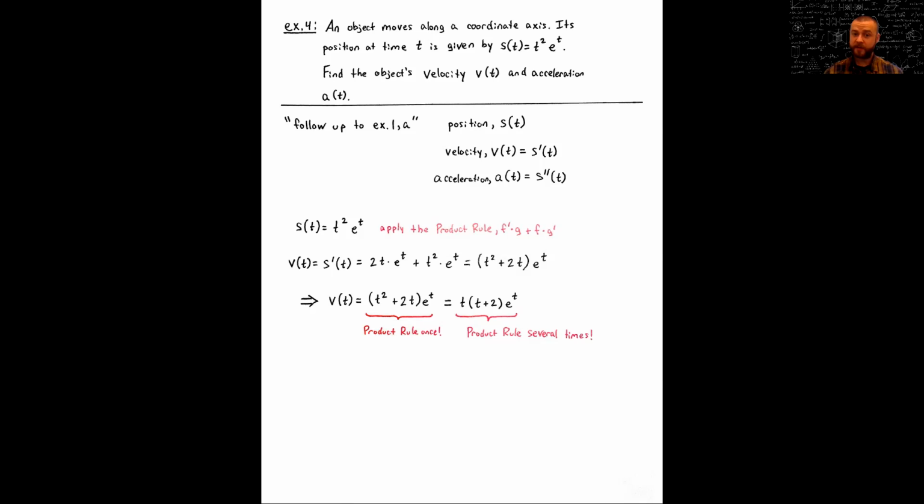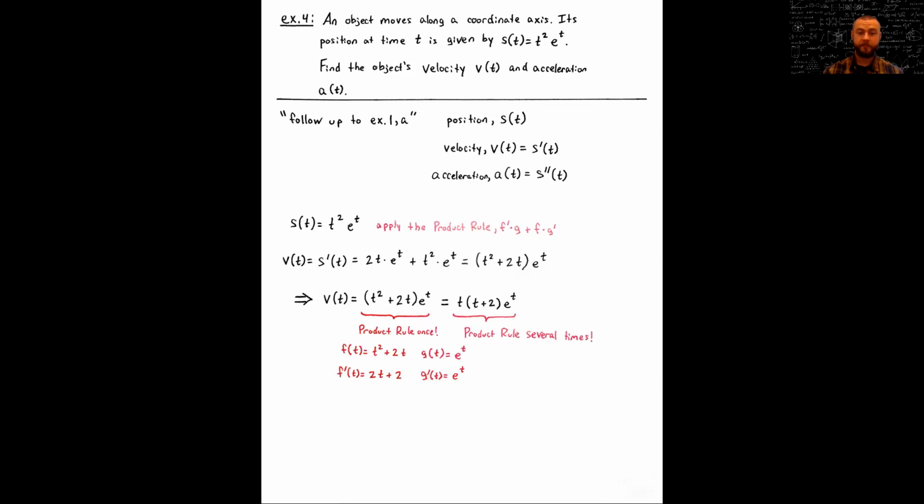Okay, I hope this is straightforward. Again, it's straightforward if you use this partially simplified version with only the exponential function factored out. It's a lot more complicated to use the fully simplified version, t times t plus 2 times e to the t. All right, there's the work for divide and conquer. F of t is t squared plus 2t. G of t is e to the t. And the derivatives are pretty straightforward there.